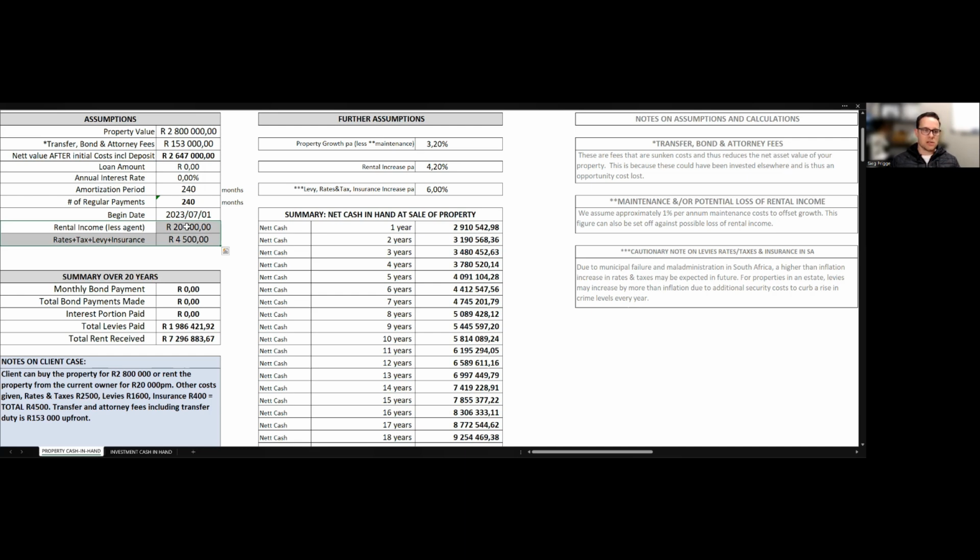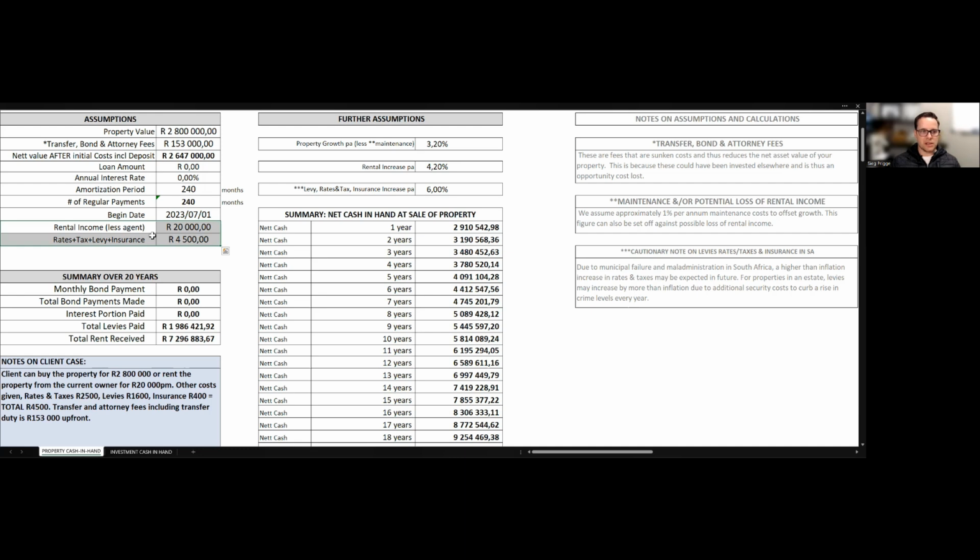So we're going to assume a 20,000 Rand rental income on this, which is very much market related for this property. In other words, this actual client also got offered from the seller that this client can buy the property for 2.8 million, or the client can rent the property for 20,000 Rand a month until the client is ready.